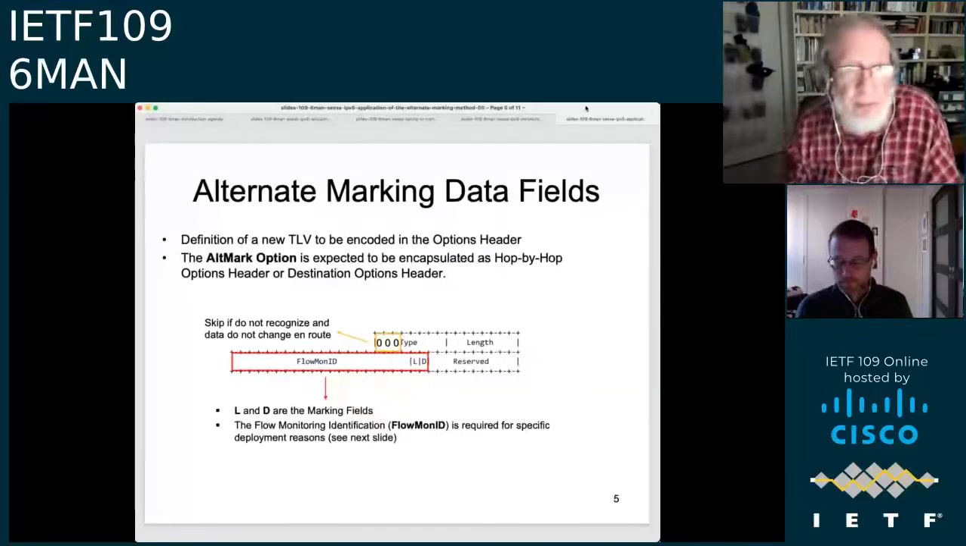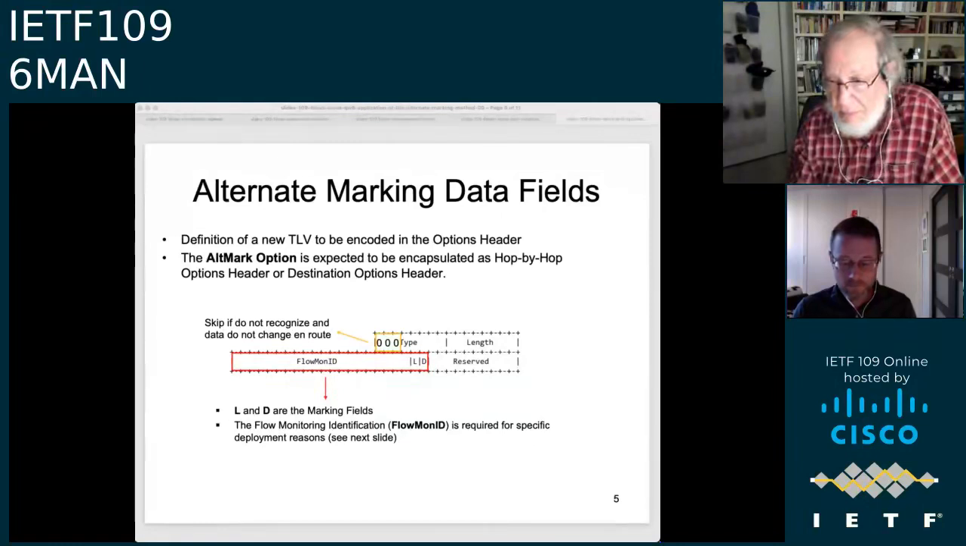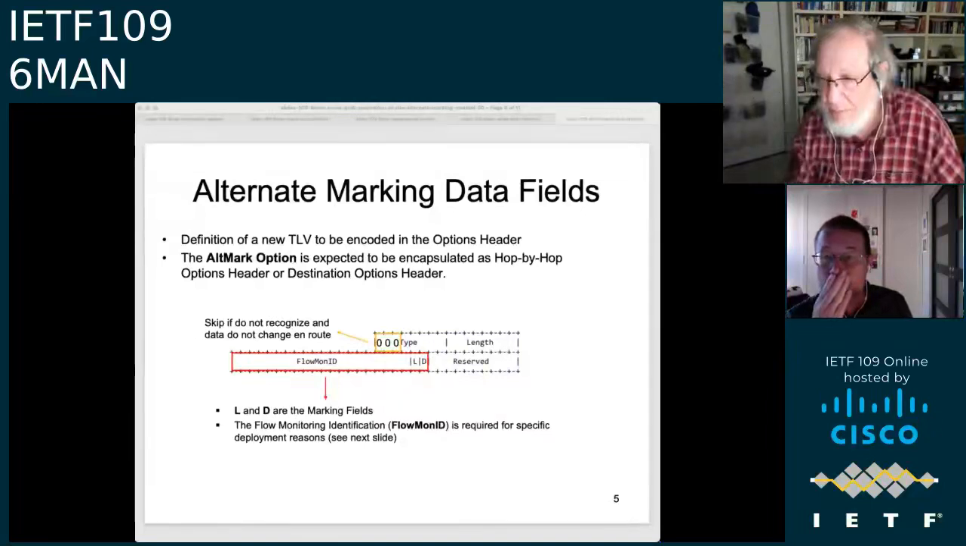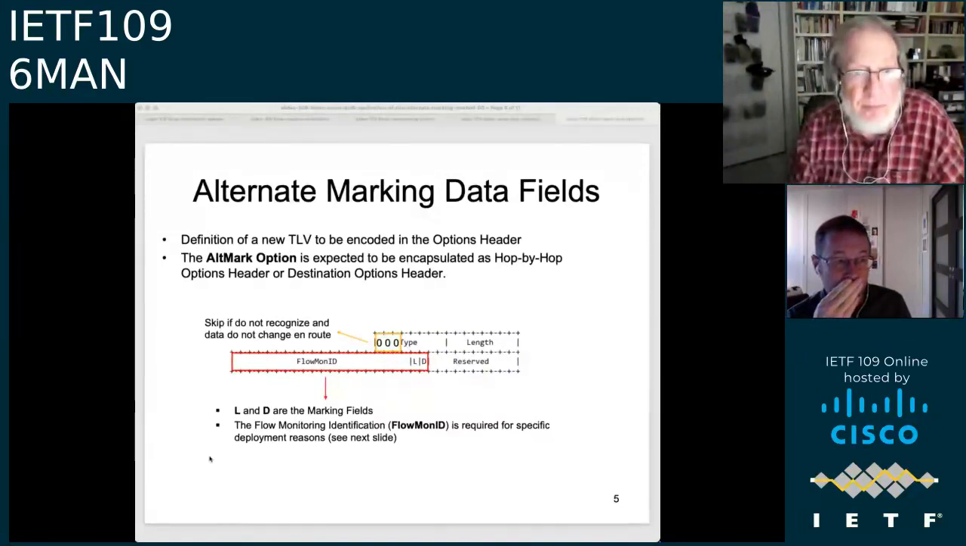Yeah, this is the data field that is defined in this draft. The so-called alt-mark option is expected, as I said, to be encapsulated as hop-by-hop or destination option. The usual TLV format is shown in the slide, and you can see the 2 bits, L and D bits, for the marking field, and the new flow monitoring identification field that we are introducing. Next slide.